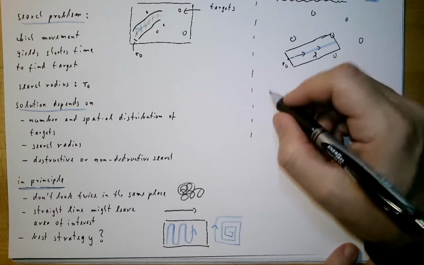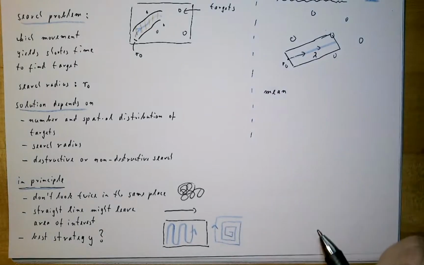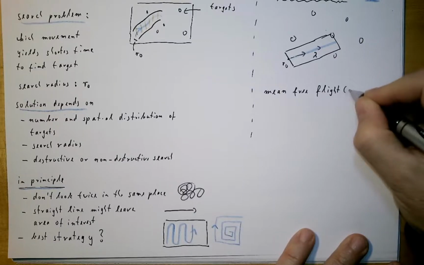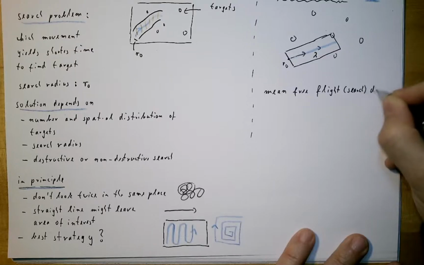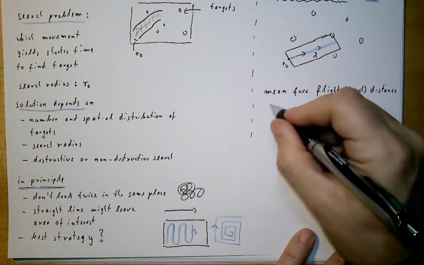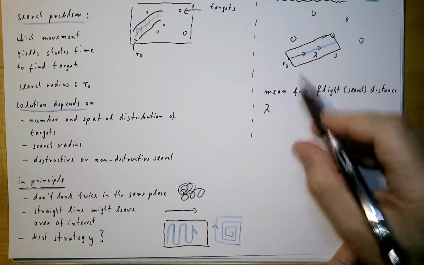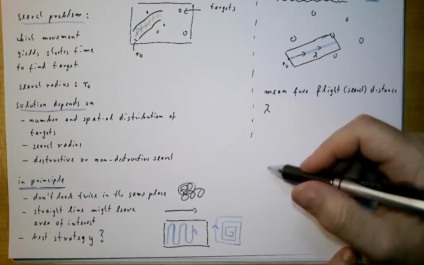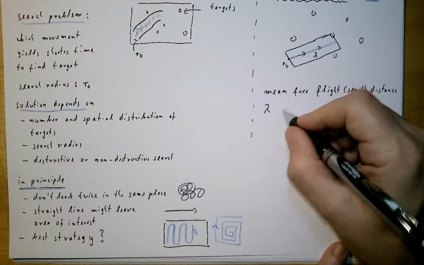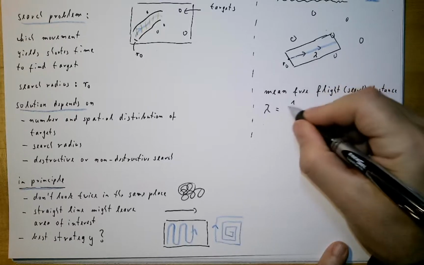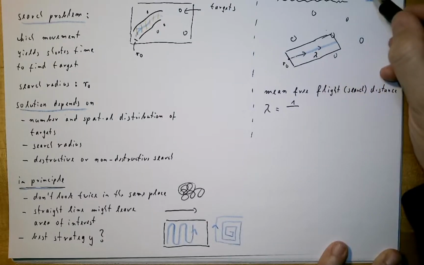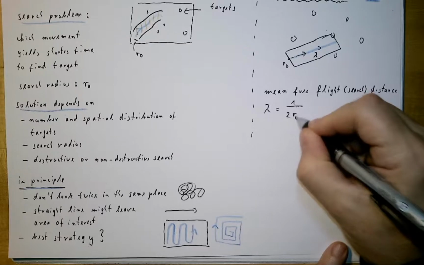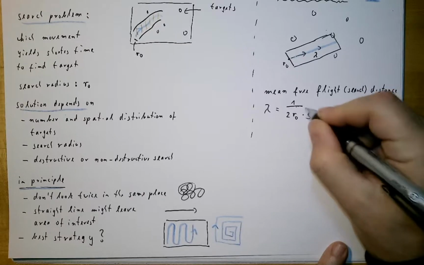And so that's the mean free flight or search distance, lambda. So that sets the average distance that the walker can do until he finds the next target. And now, if you think a little bit, you can see that this distance is related to the density of targets and the search radius. And in fact, this distance is 1 over 2 the search radius times the density.